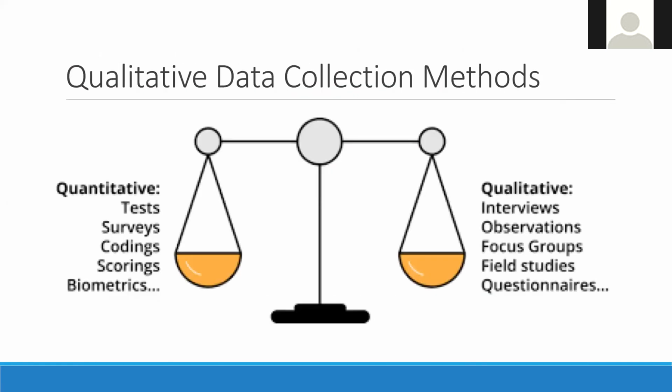All right, so in terms of qualitative data collection methods, let's contrast that with quantitative methods. So quantitative methods are things like tests, surveys, codings, not qualitative coding, scoring, biometrics, lab data, you know, a lot of numbers. Qualitative methods collect interpretations and understandings. So you interview people, you observe them, you do focus groups, you do field studies. So let's dive into that a little bit more.